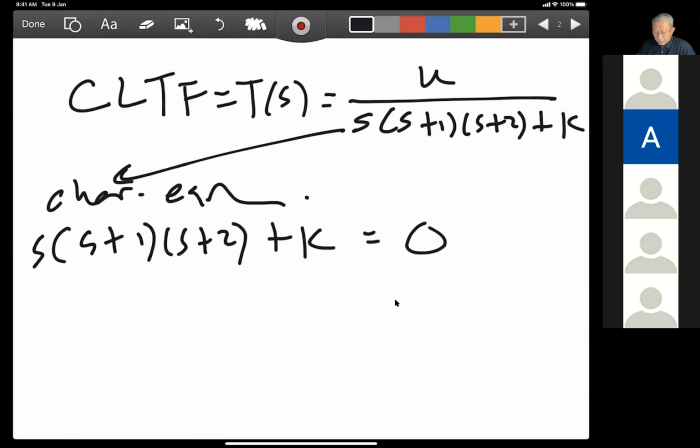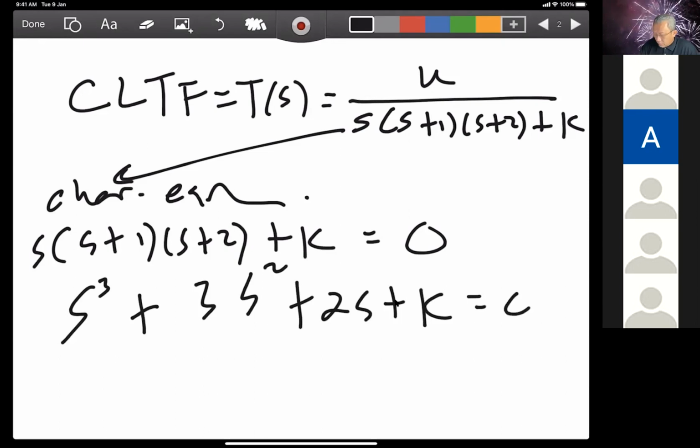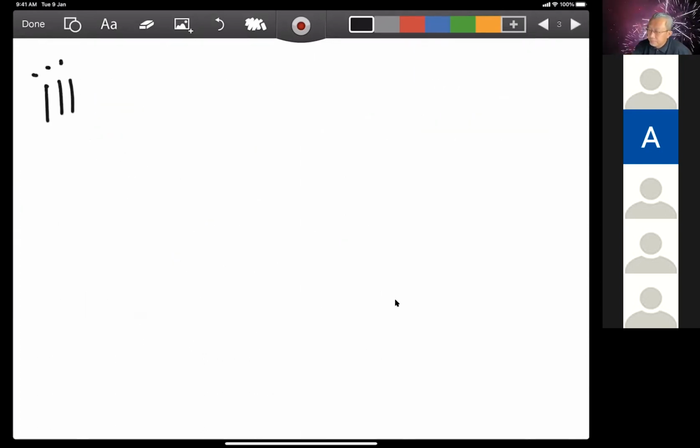Right? Characteristic equation. Can you simplify it? It will be s cubed plus 3s squared plus 2s plus K equal to 0. Okay. So part number 3. Determine the angle of asymptotes and intersection of asymptotes.